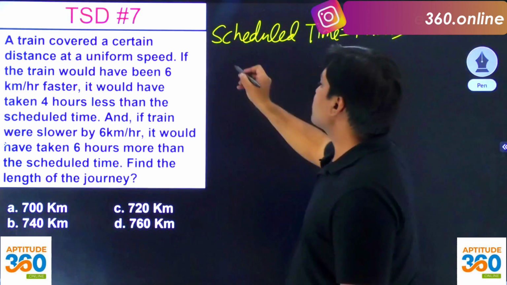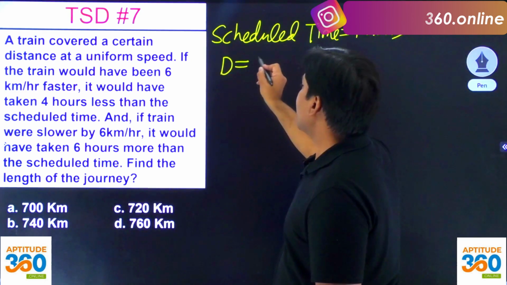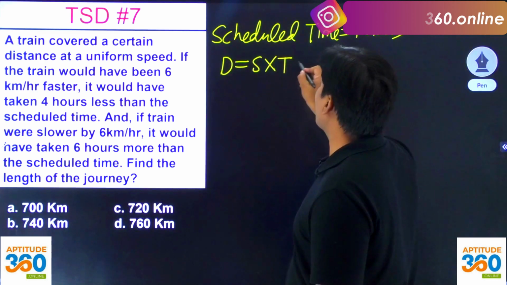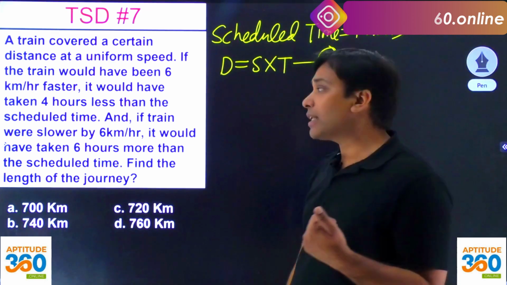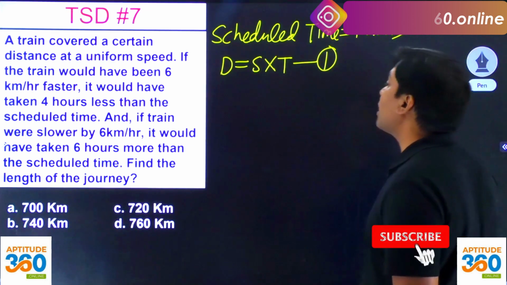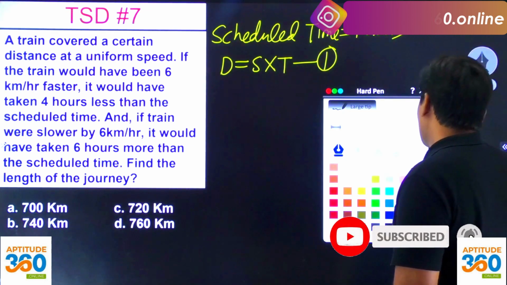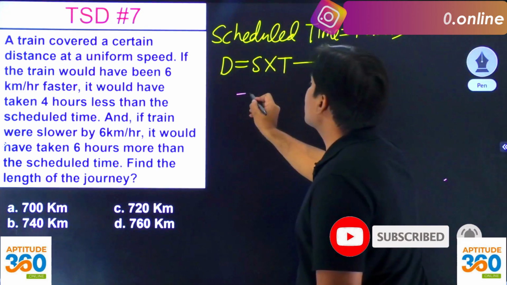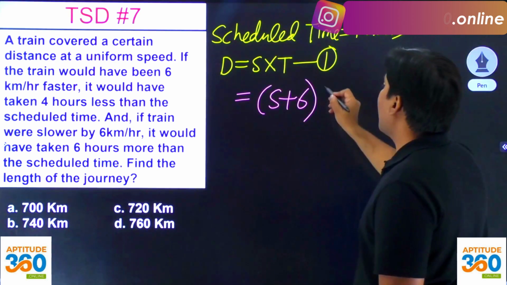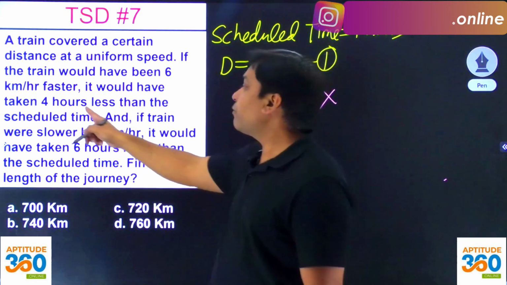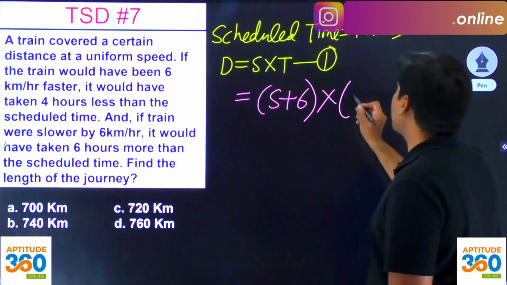And I would say that distance is equal to speed into time, s being the normal speed. So that's equation number 1. And the problem tells you that if the speed is 6 kilometers faster, obviously this is going to be s plus 6, and the time would have been 4 hours less, so this would have been t - 4.